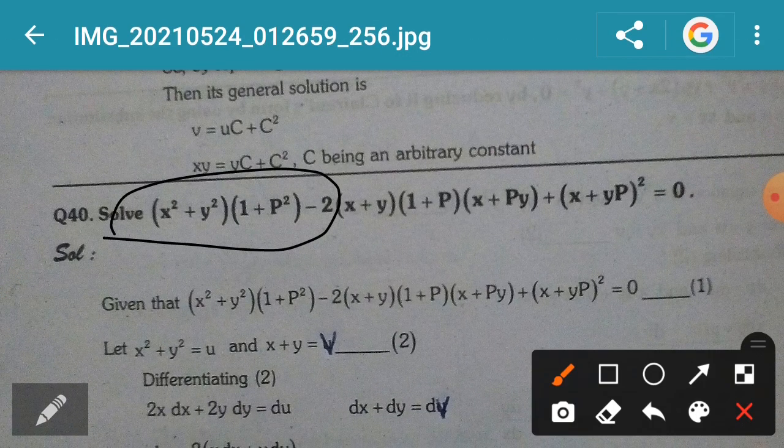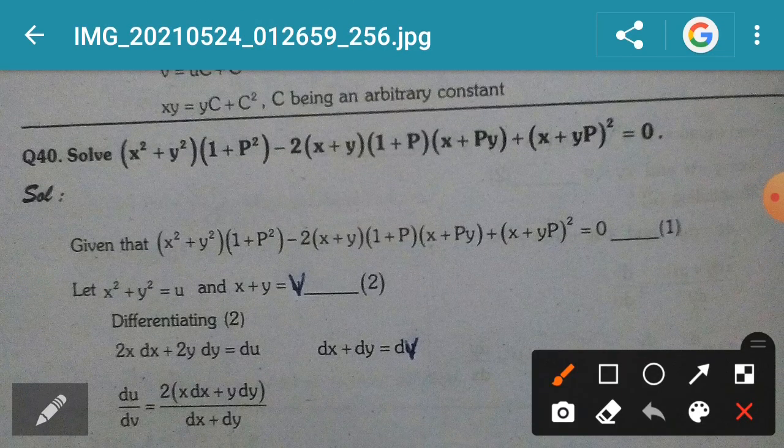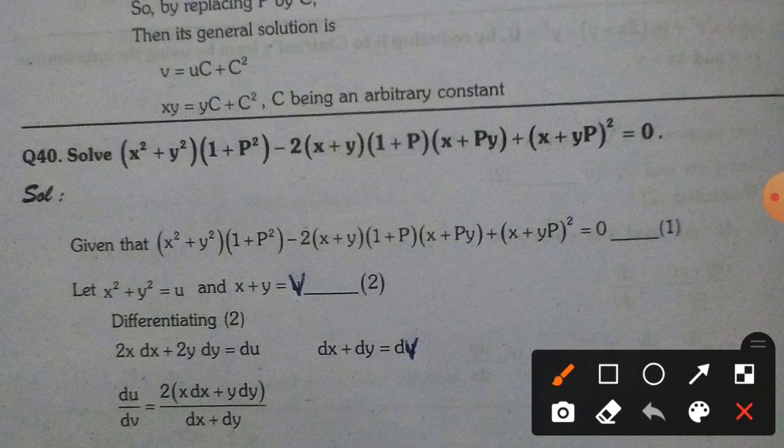Here we have observed this one. The given question is now solved. It is reducible to Clairaut's form. There are no further questions. Now this is the formation we consider as reducible to Clairaut's form, and any function we take as some value equals v.